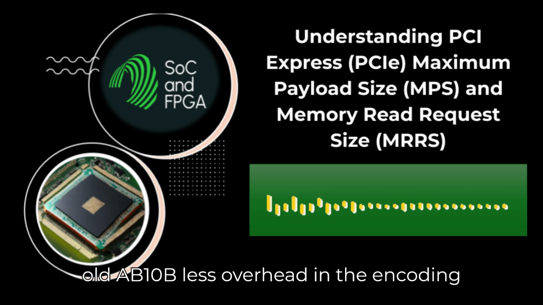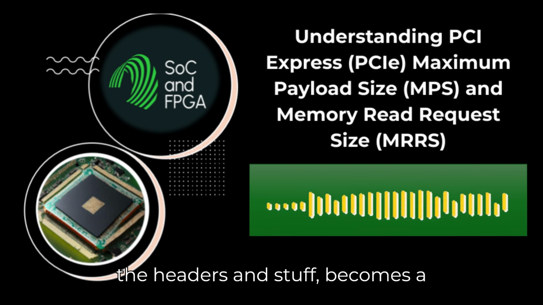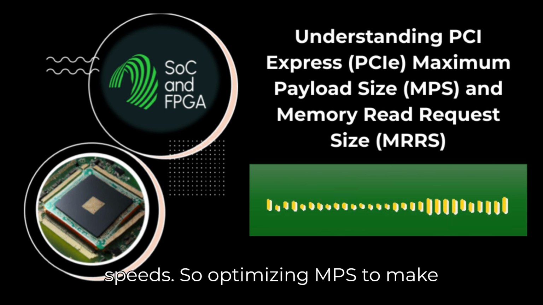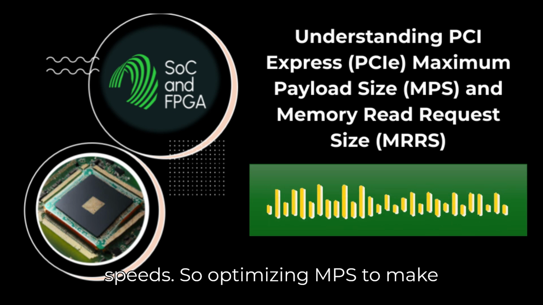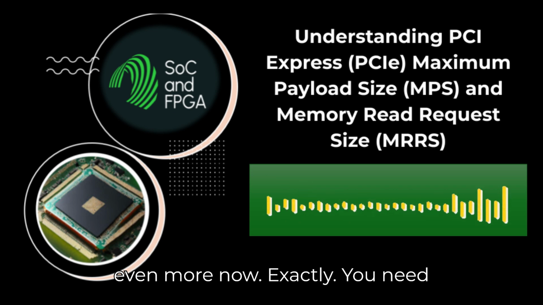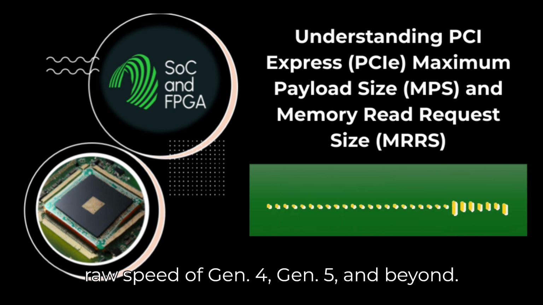Less overhead in the encoding itself. Right, which means the fixed overhead within the TLP packet itself, the headers and stuff, becomes a relatively larger percentage of the total bits being transmitted at those higher speeds. So optimizing MPS to make the data payload as large as possible relative to that fixed overhead matters even more now. Exactly. You need efficient packets to really leverage the raw speed of Gen 4, Gen 5, and beyond.